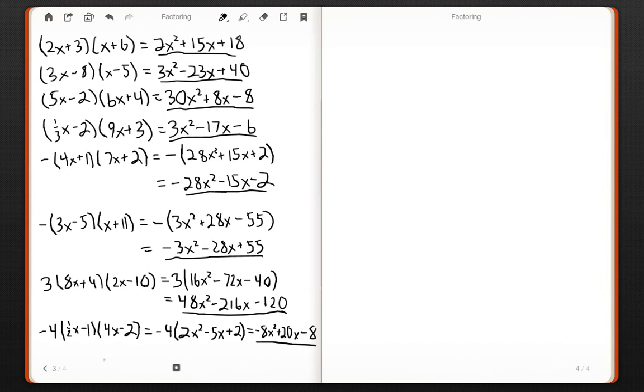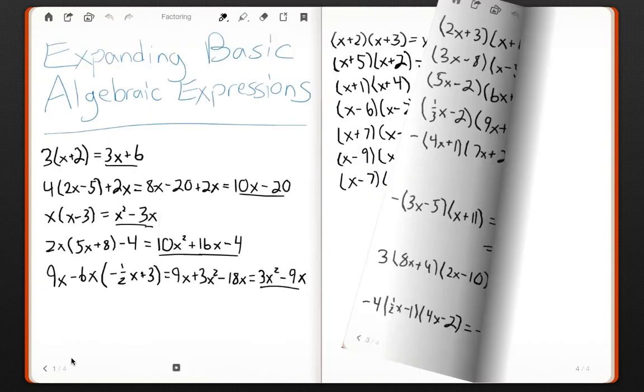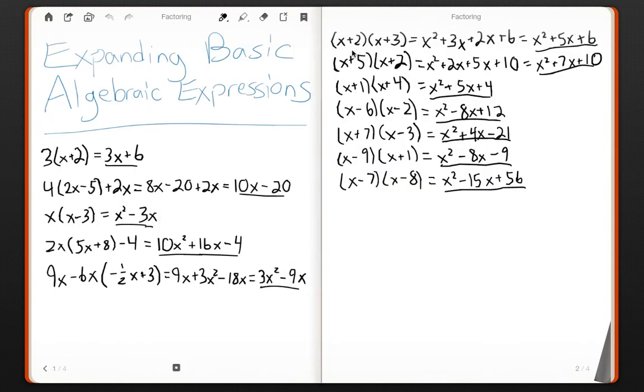So what we focused on in this video was multiplying binomials, starting with simple ones and building up to more complex ones. Next time we're going to take a look at some shortcuts for this when you have certain patterns of binomials. And those are very important shortcuts because they will come up a lot.